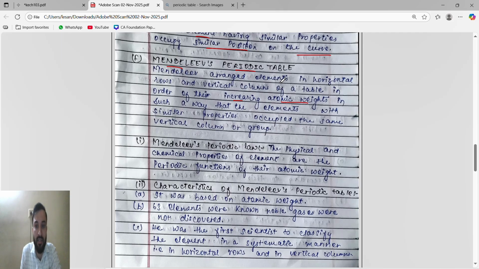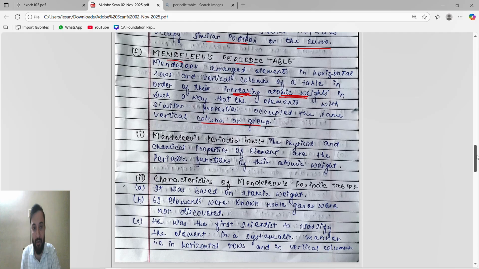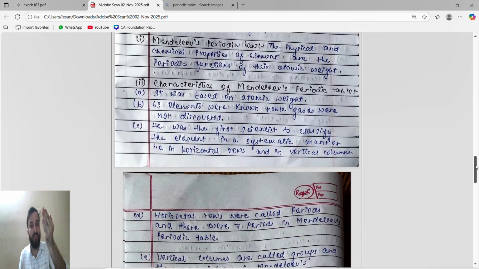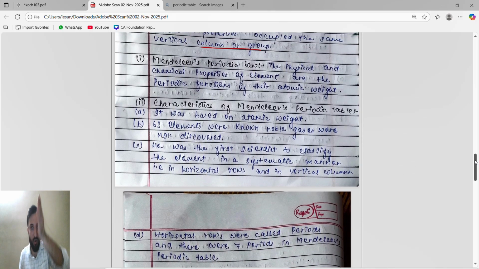So Mendeleev arranged elements in horizontal rows and vertical columns of a table in order of their increasing atomic weight. In the exam they will definitely ask. Mendeleev arranged the periodic table on the basis of increasing atomic weight in such a way that elements with similar properties occupied the same vertical column or group. I have told you the reason why similar properties occupy the same group or family: because they follow the same physical and chemical properties.